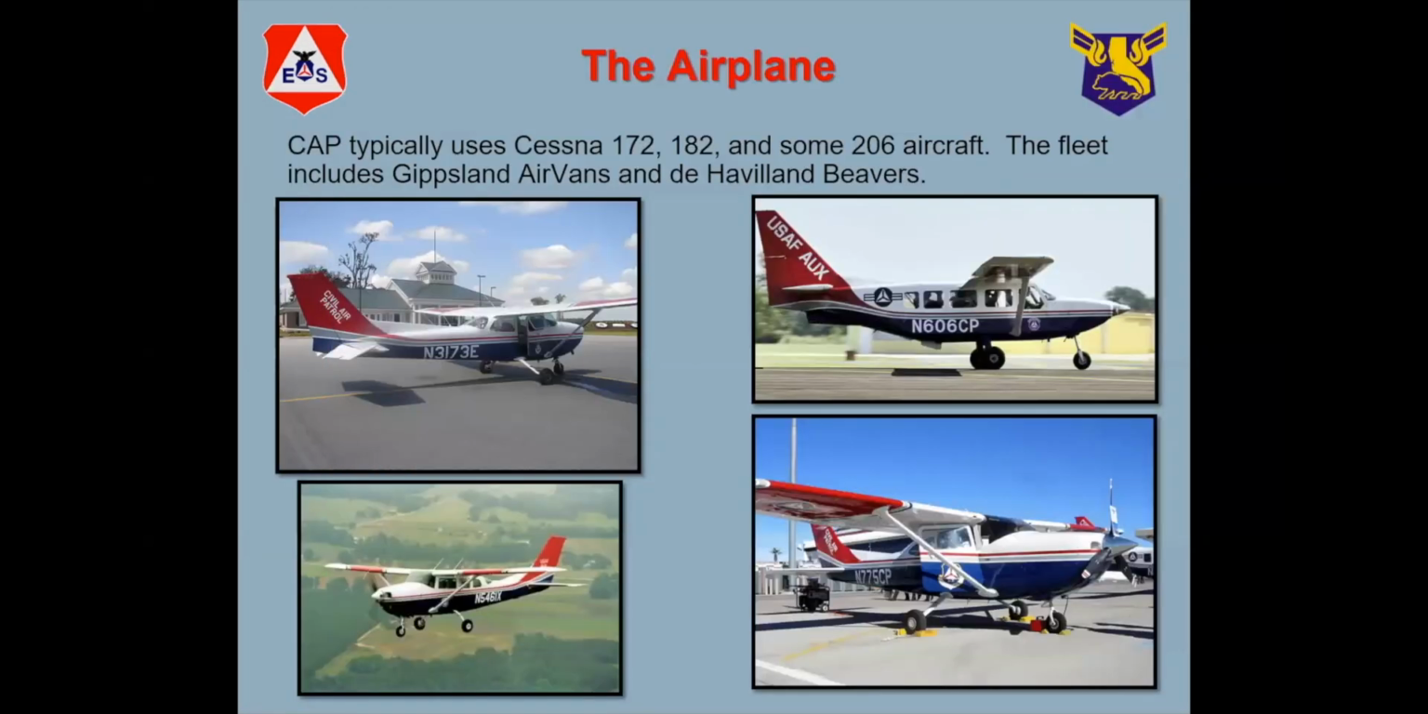Okay, so typically the airplanes that we use in the CAP fleet are the ones that are depicted here. The one that's at the top right segment, we don't have any in the Hawaii wing. That aircraft is the Gippsland Air Van, and we don't have any as far as I know in Hawaii. Is that correct?